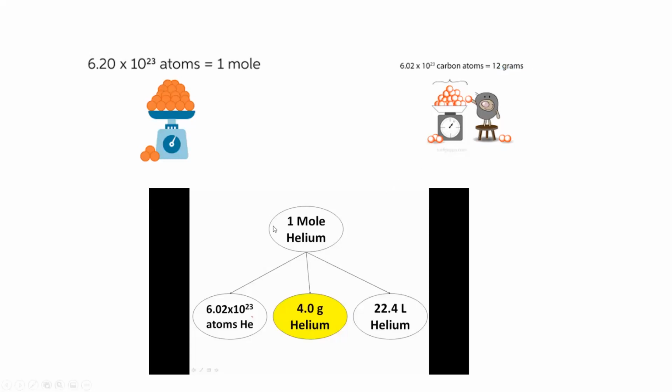Then you can say that 1 mole, for example, of helium is 6.02 times 10 to the 23 atoms of helium, or is 4 grams of helium. Or also you can say that 1 mole of helium occupies a volume at STP of 22.4 liters. These conversions are used in chemistry, and all these calculations are known as stoichiometric calculations.